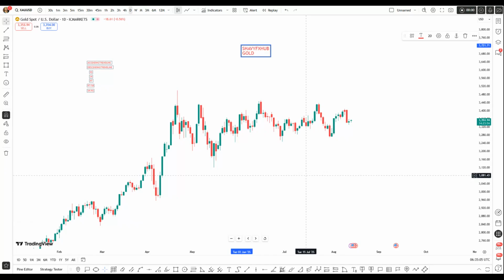Gold market, Shavyfxhub, London session reporting. Every price you see here is the current price of gold in the world market.